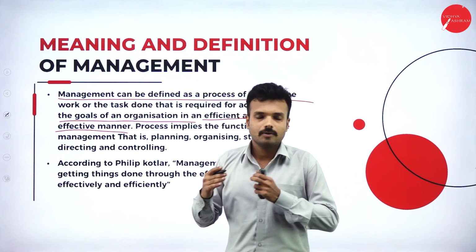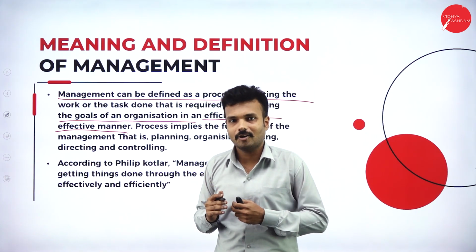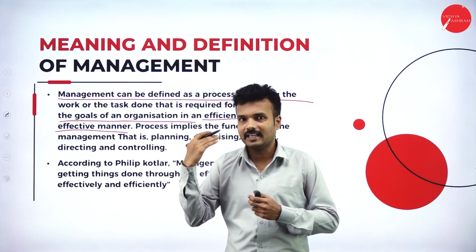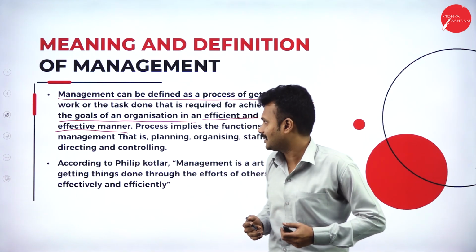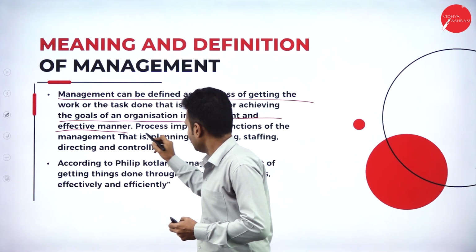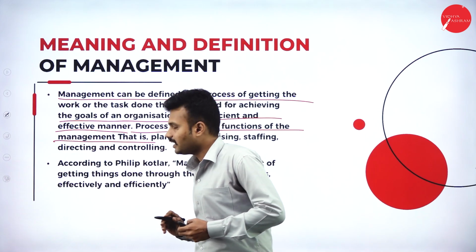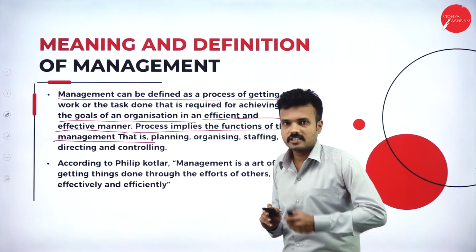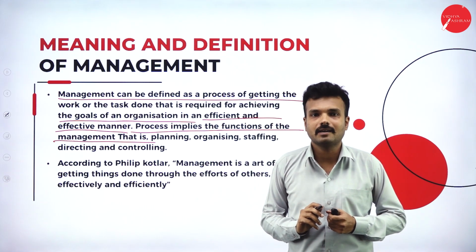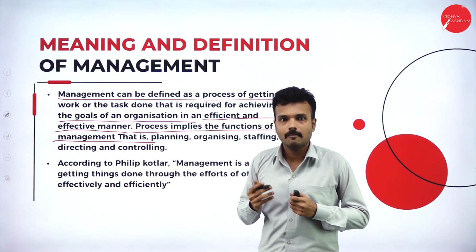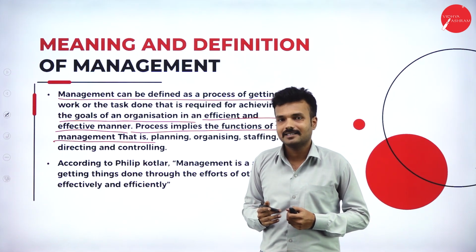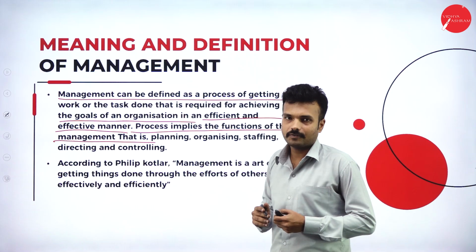Only reaching the goal of the organization is not important. Reaching the goal of the organization effectively and efficiently is important. Process implies the functions of the management. So, this process of management implies the functions of the management. As we know, there are 5 functions of the management, which starts from planning, organizing, directing, staffing, controlling. So, these are the 5 functions of the management.